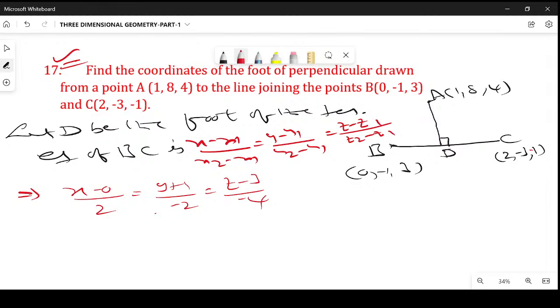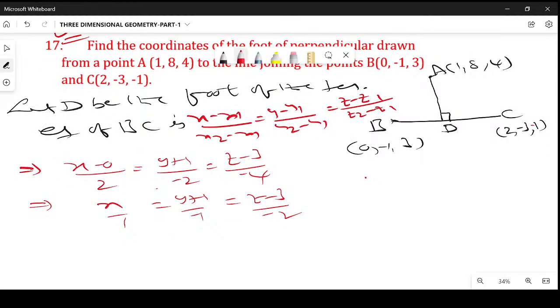Now using this point, I can write the equation of the line. Even the direction ratios are proportional, so I can simplify this: x/1 = (y + 1)/(-1) = (z - 3)/(-2). Now using this, let it be equal to lambda. I can find a general point on this line.